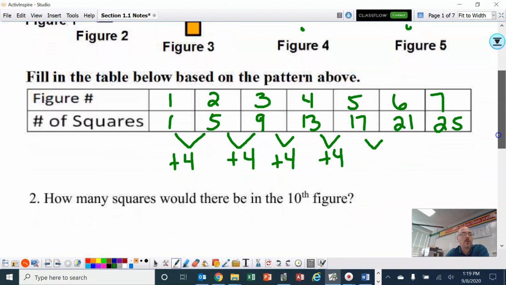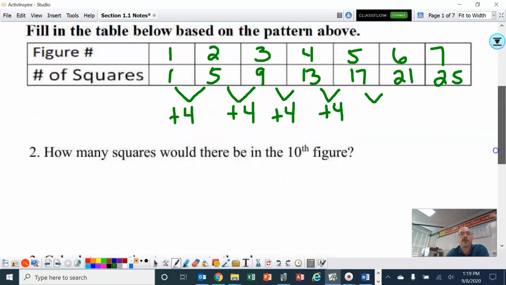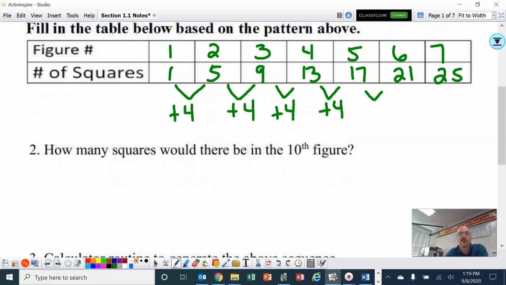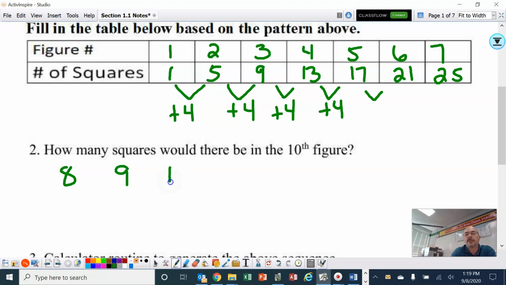And then we want to know, well, if I keep going, how many squares would there be in the 10th figure? Well, if I wanted to, I certainly could go, all right, 8, 9, 10. Okay, it might be just easier to go ahead and continue the table. So if I go back to 7, which was 25, up 4 again, well, that would be 29. Up 4 again, that would be 33. And then up 4 again would be 37. Okay, so just extend your table a little bit and figure it out.